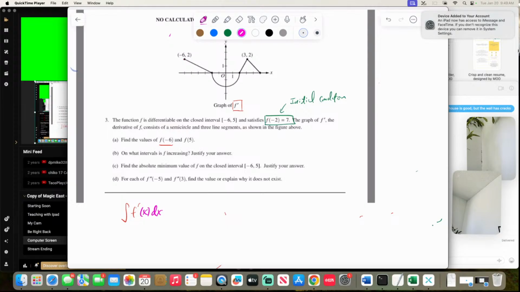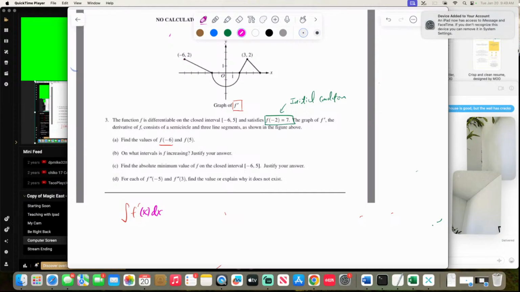-2 to 5. So that's going to be -2 pi because they are below the x-axis. This is a pi r squared divided by 2, so that's equal to 2 pi. And then that's going to be plus 2, 3, that's going to be 3. So that's going to be 10 minus 2 pi.